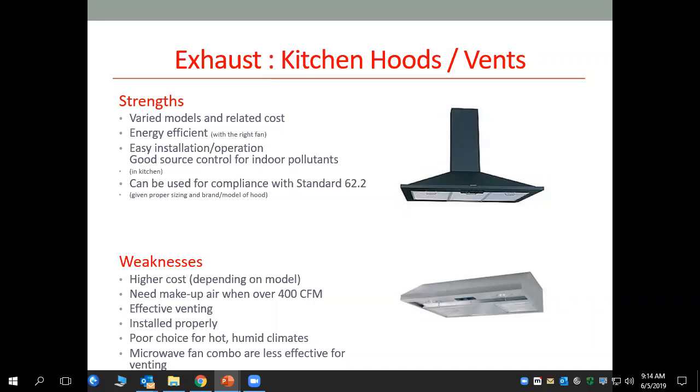Weakness, higher cost. Depending on what your model is, many of your new home construction, you see the combination microwave, vent-a-hood. Really, the people that make those and sell them are microwave people. So the venting part of it is not their primary reason why they're doing it. But it does meet requirements. You change that, you got different cabinets, you got a lot of things that happen, but they make really good microwaves. You need makeup air, going over 400 CFM as a weakness.